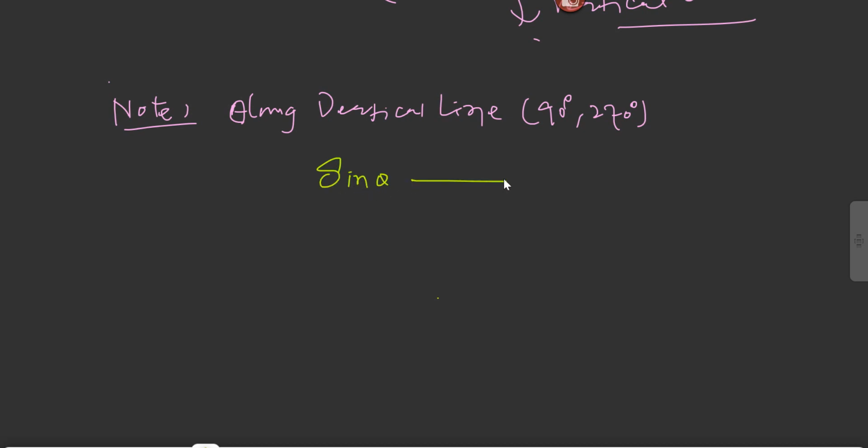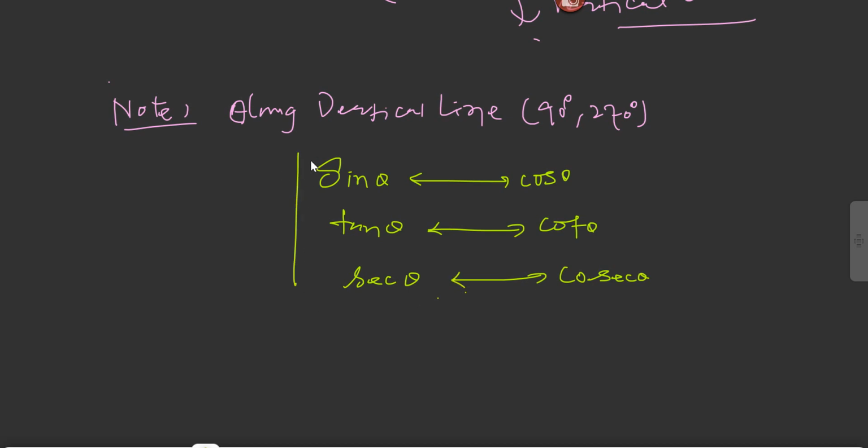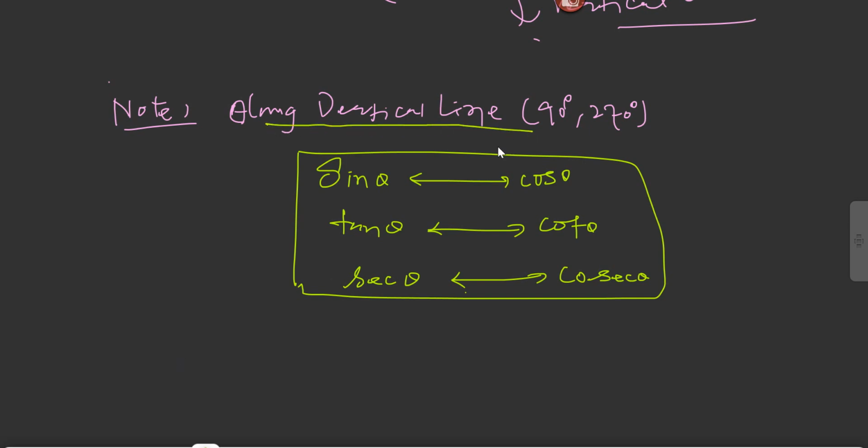Sine theta will be converted into cos theta, and cos theta is converted into sine theta. Tan theta is converted into cot theta, and cot theta is converted into tan theta. Secant theta is converted into cosecant theta, and cosecant theta is converted into secant theta. This will happen when rotation is taking place with reference to the vertical line, I mean to say 90 degree or 270 degree.